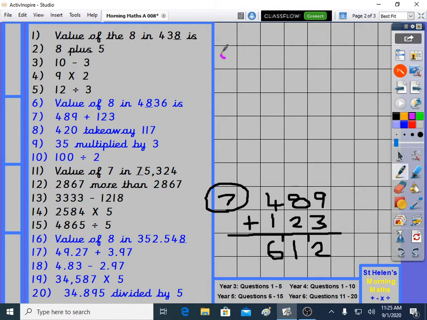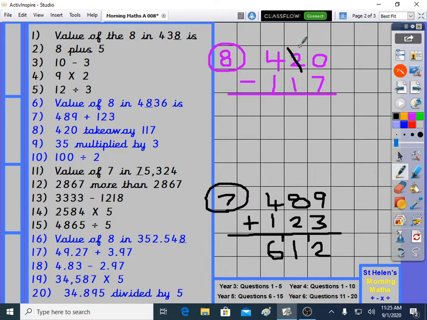I'm going to jump up here for number 8. Got loads of space now. 420 take away 117. Biggest number on the top in take away. That's easily done this time because the biggest number was at the front. But be careful because it isn't always. 420 take away 117. Well, 0 can't take away 7. If you've got no sweets, you can't give away 7. So 0 needs to get some help from the 2.